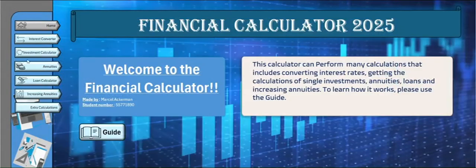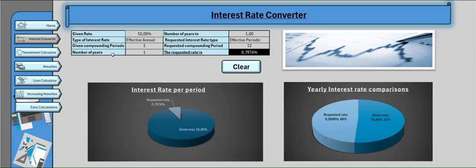So starting off, I will use the navigation column on the left hand side and click the interest converter button to navigate to the interest rate converter. As you can see, I've already entered some values here for my calculations. I've added drop-down lists to my calculator for a more user-friendly approach. You can select which interest rate you would like to convert from and to which interest rate you would like to convert to. The black cell will contain the answer to your calculations.